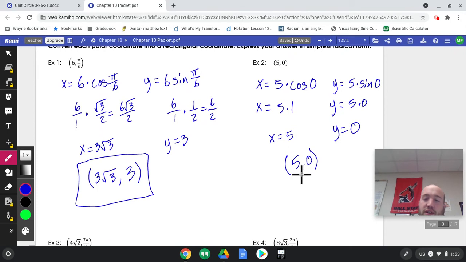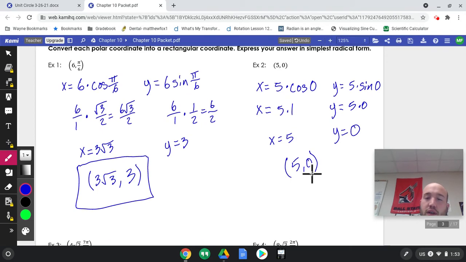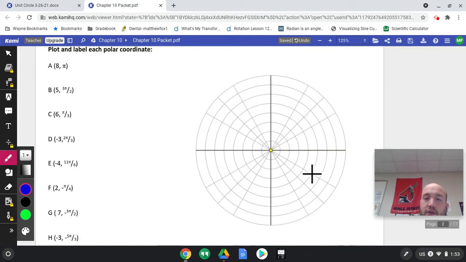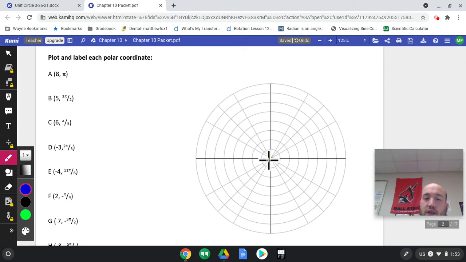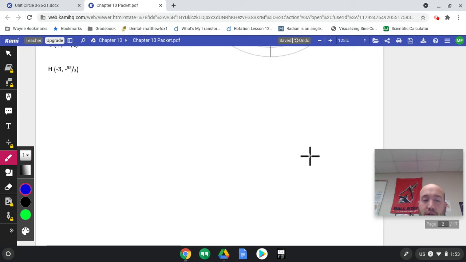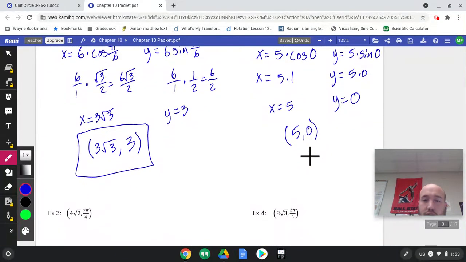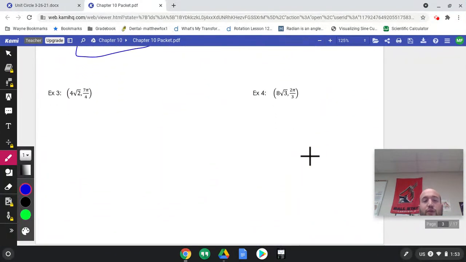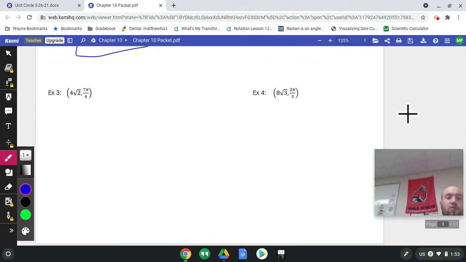And what I want to show you is, so 5, 0, if we go up here to our coordinate, if the theta is 0, it stays here, and out 5 goes out here. And that's the same spot as if it was in rectangular, just 5 to the right, up 0. So you can see what we're doing. Okay. So we'll practice a few more. If you feel like you know what's going on, you can pause it and try it on your own.